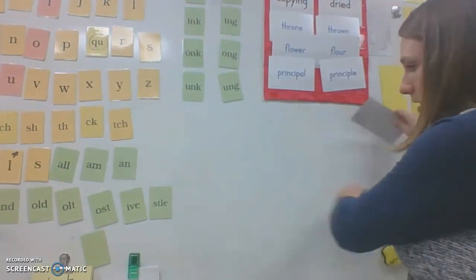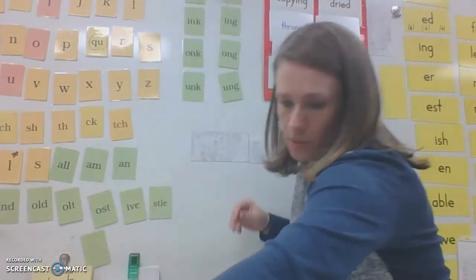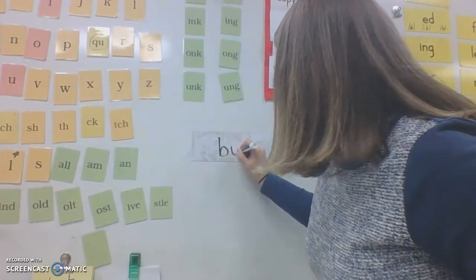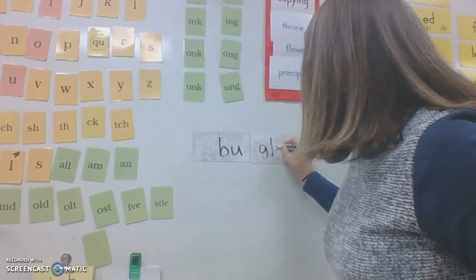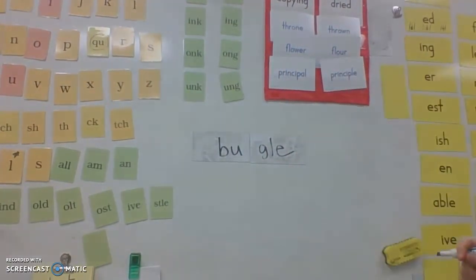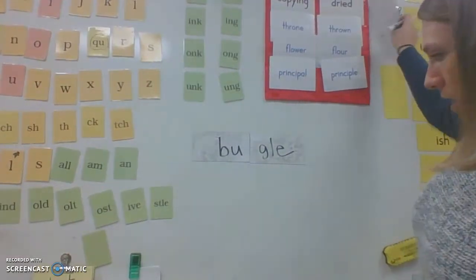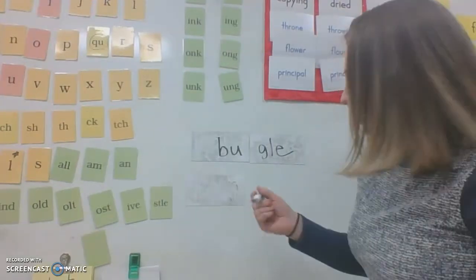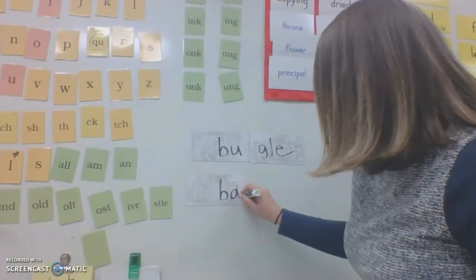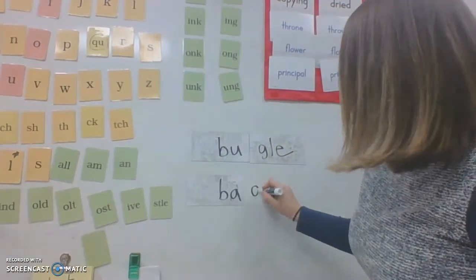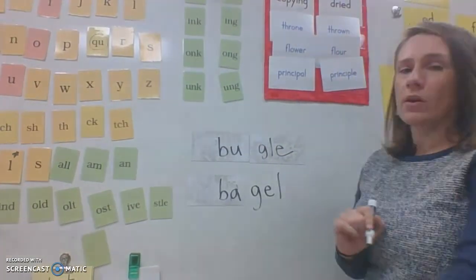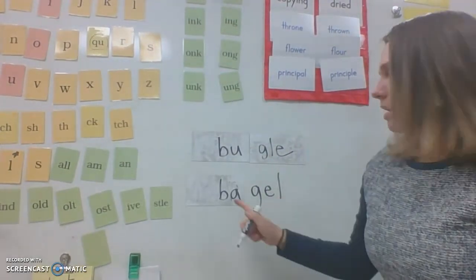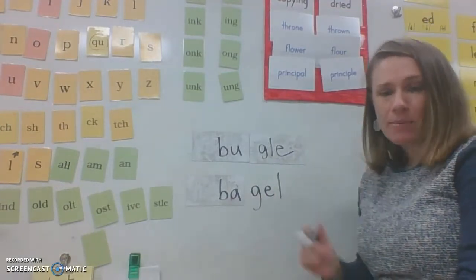I'm going to get my syllable frames out. Two-syllable word here. And here's my first syllable. Okay. And I need to do another set of syllable frames. We'll do two syllables down here. And here's my next word. Look closely. Okay, let's read them. Bugle, that's like a type of instrument. Bagel, bagel is a type of food.